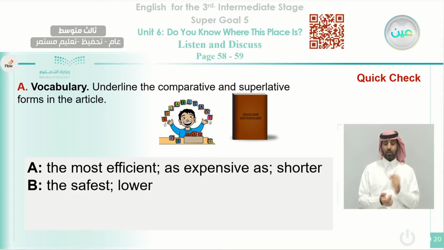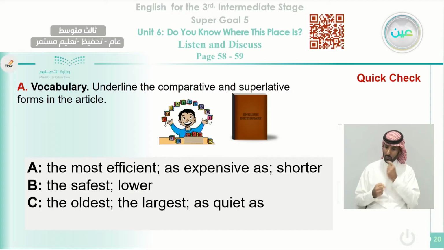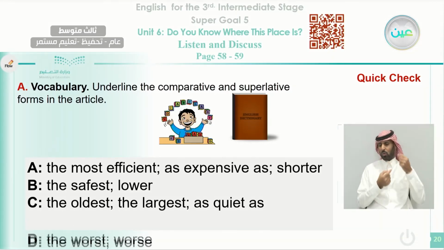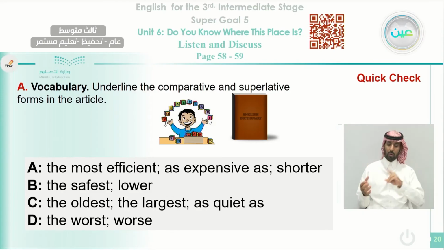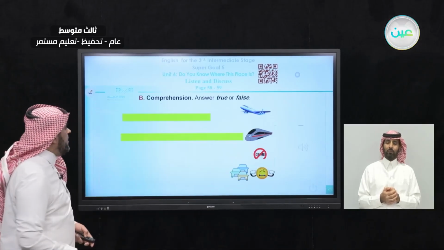In passage B, we studied also the safest and lower. The first one is considered a superlative form, the other one is a comparative. Also in C, the oldest, the largest, as quiet as. In D, the worst and worse. From bad, we can say bad, worse, and the superlative form is the worst.